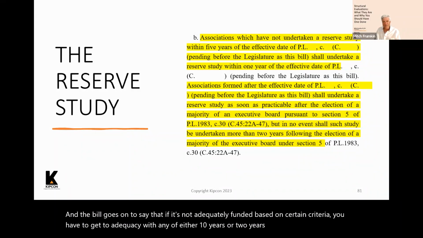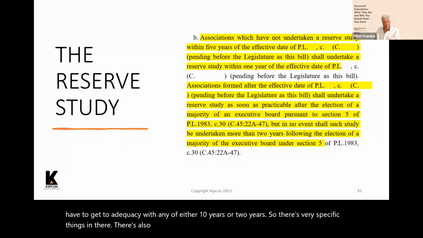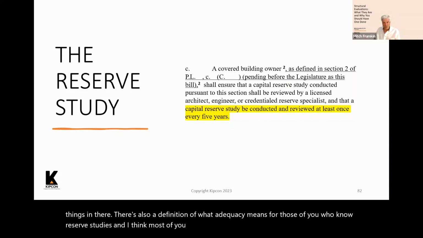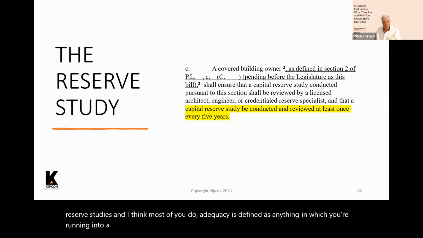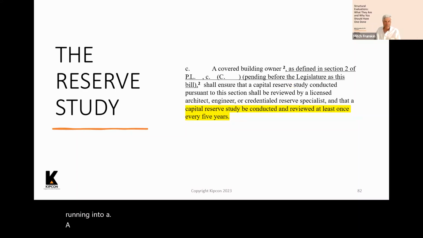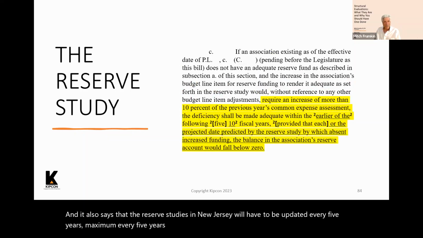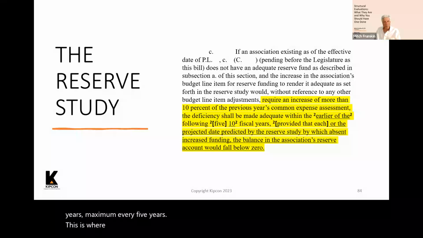So there's very specific things in here. There's also a definition of what adequacy means. For those of you who know reserve studies, and I think most of you do, adequacy is defined as anything in which you're running to a deficit is essentially inadequate. Inadequate, we won't have enough money to do the work. And it also says that the reserve studies in New Jersey will have to be updated every 5 years, maximum every 5 years. This is where it talks about adequacy and what it defines.